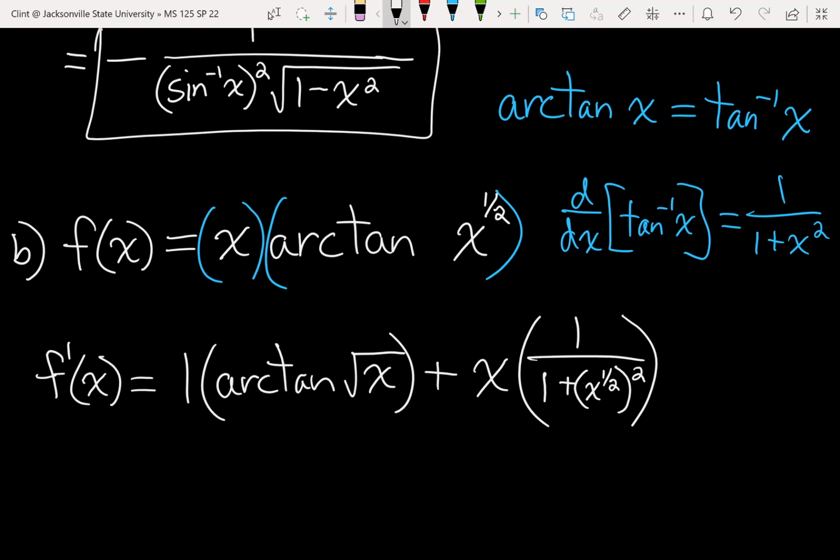And then we have to do times the derivative of our inside function, which was x to the 1/2, so times 1/2 x to the negative 1/2. So if you wanted to find an ugly derivative today, there's one.